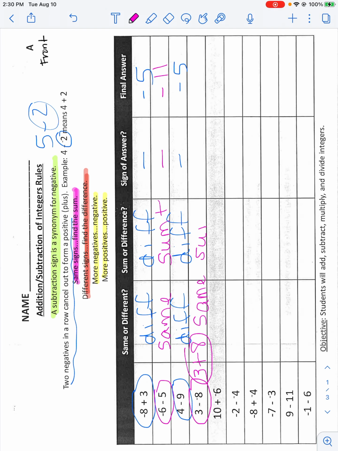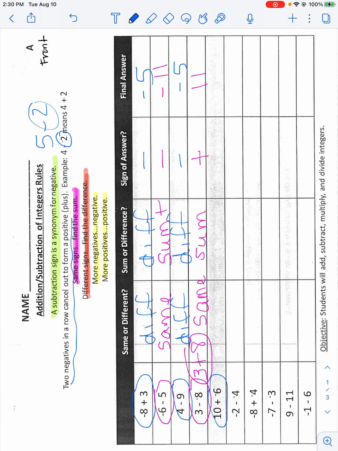I'm going to find the sum, which means I'm going to add my numbers together. Anytime that you're adding two positive numbers, your answer will always be positive. If you had $3, you get $8 more, you now have $11. When you write an answer that's positive, you don't put a plus sign in front of it. When there's no sign in front of an integer, you can always assume it's a positive number.